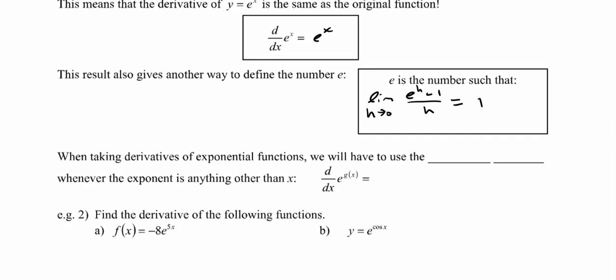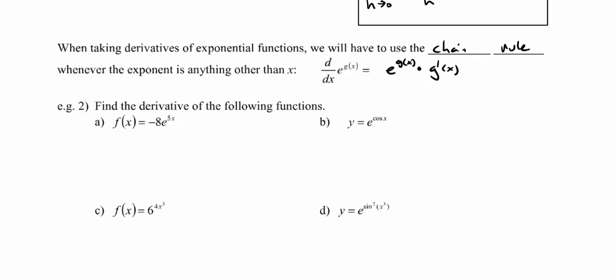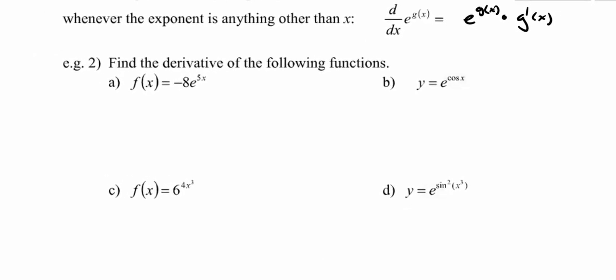So when taking derivatives of exponential functions, we do have to use the chain rule. Whenever the exponent is anything other than x, so if you had the derivative of e to the power of some other function g of x, then we'd have to write this as e to the power of g of x times g prime of x, the derivative of g of x. Okay, let's jump into them, because to tell you the truth, I don't think you guys are going to find this that bad.